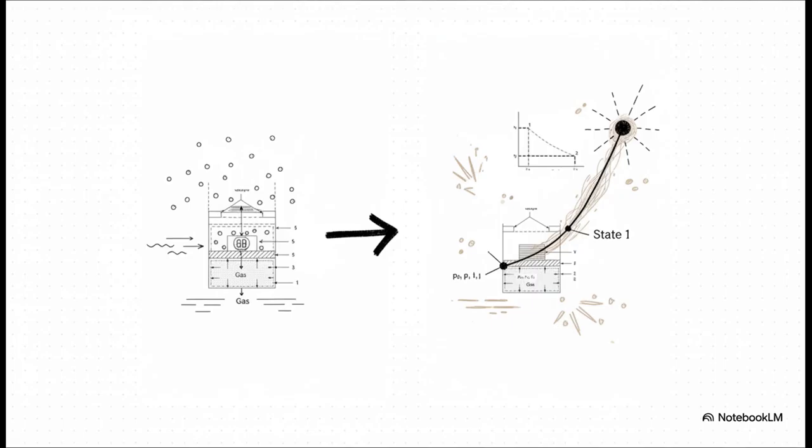Now look to the right. We can represent that entire physical thing as just a single dot on a graph. That point, state 1, is our snapshot. We've just turned a real object into a piece of data on a map.